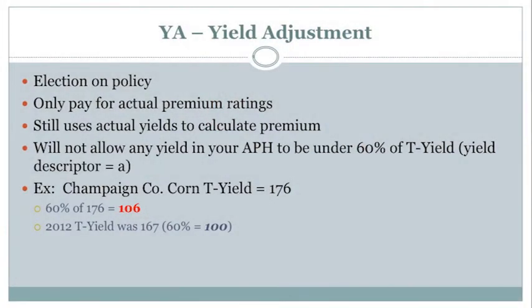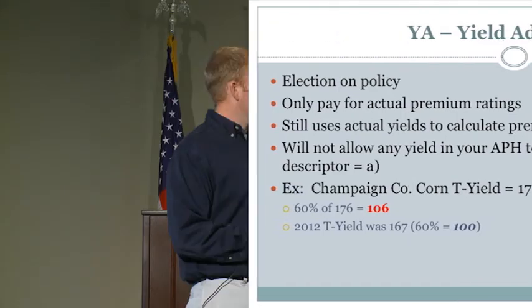What that means is that the lowest it's going to let your yields go if you have a bad year is 60% of that county T yield. So in 2012, Champaign County's T yield was 167. 60% of that is 100 bushel. Instead of being 100 bushel for the 2013 yield, they're going to plug in 106. It's going to help you a little bit, but every little bit helps as far as guarantees. So again, it doesn't allow your APH to go under 60% of the county T yield.